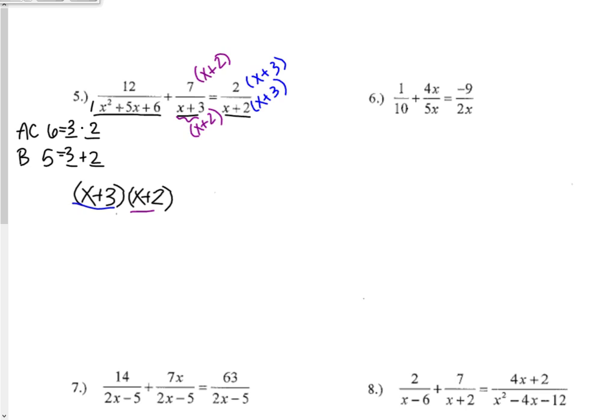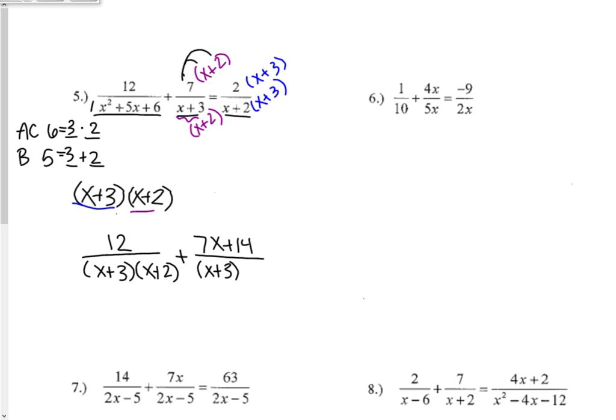So now I'm left with 12 over x plus 3, x plus 2, plus distribute the 7, 7x plus 14 over x plus 3, x plus 2, and that equals, distribute your 2, 2x plus 6 over x plus 3, x plus 2.